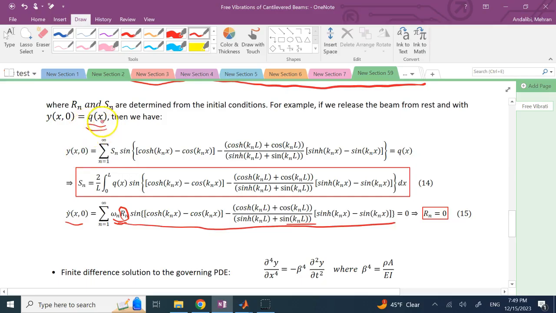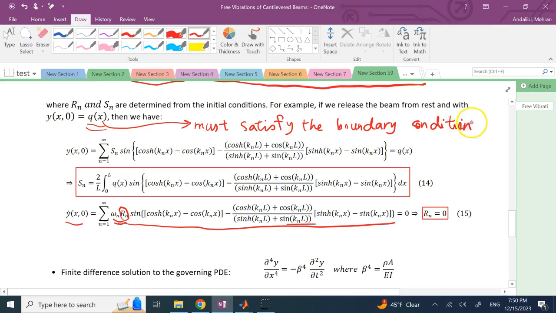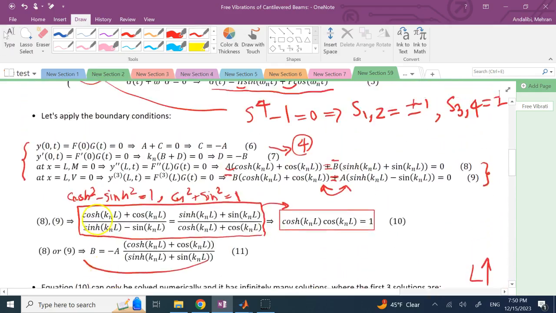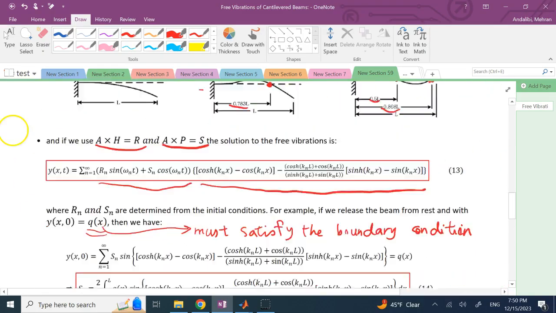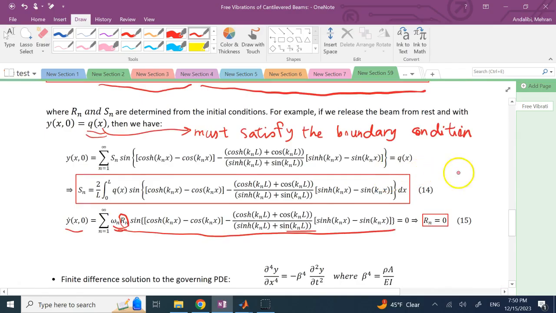Now, again, you have to pay attention. This q of x must what? Yes, it must satisfy the boundary conditions. So you define a function between 0 and L as long as it satisfies these 4 boundary conditions. On the left end, y and y prime are 0. On the right end, y double prime and y third derivative are 0. Okay? And if you have such a function, you can consider it to be your initial displacement function.